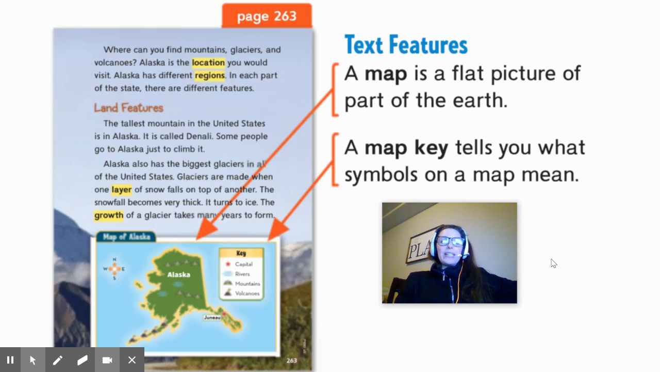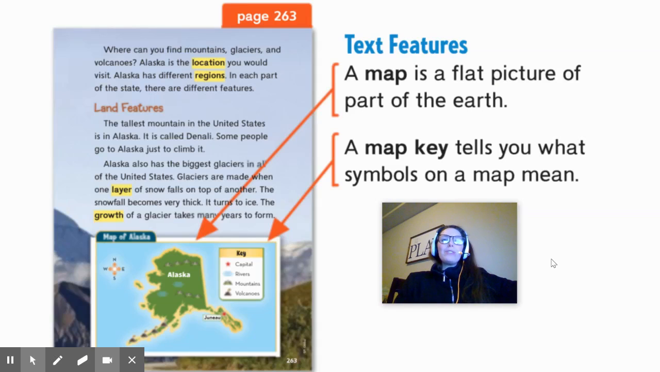So if you look closely at the key for this map of Alaska, it will show you that there is a symbol for volcanoes, mountains, rivers, and a star for the capital of that state. If you look for those symbols on the map, then it will tell you where the volcanoes are, where the mountains are, and where the capital is.